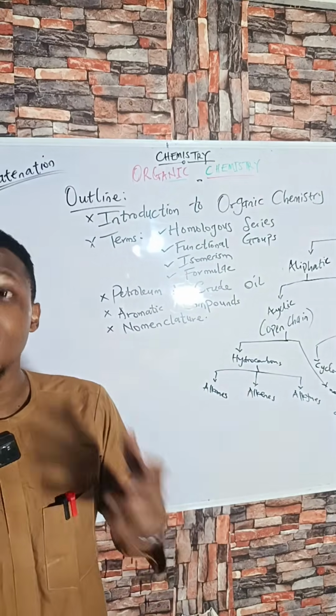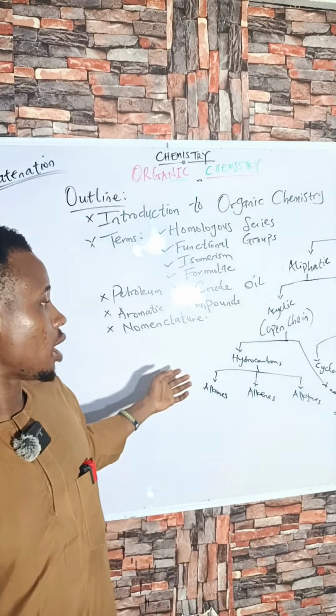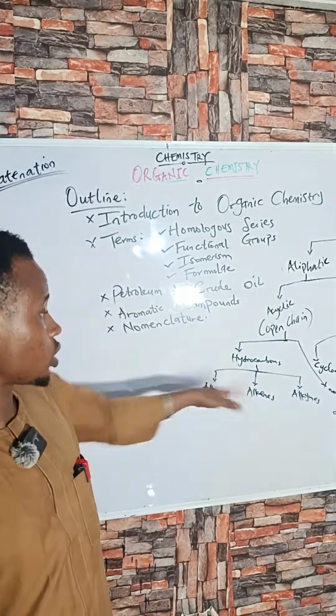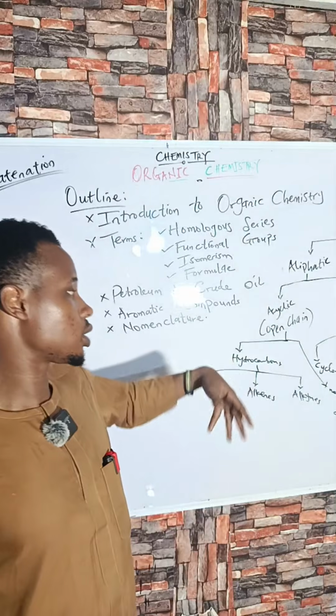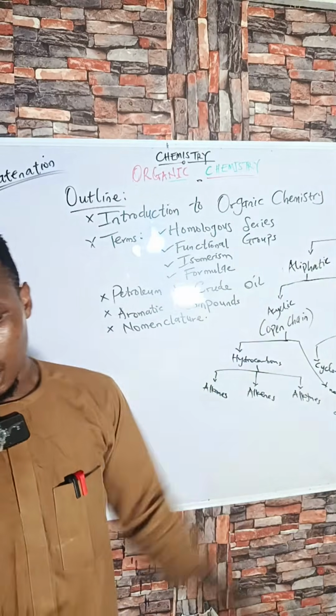Hydrocarbons are those that contain carbon and hydrogen only. And that's where you have your alkanes and alkynes. And of course, at the other end, you have your alkanols and so on. Then you have the cyclic ones, and then we move down to the aromatic.